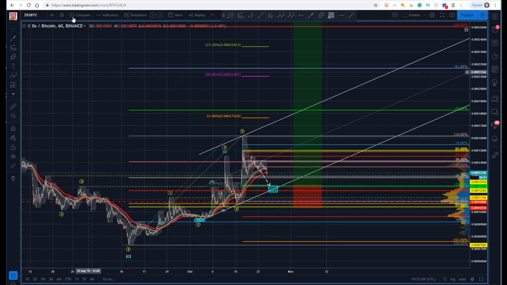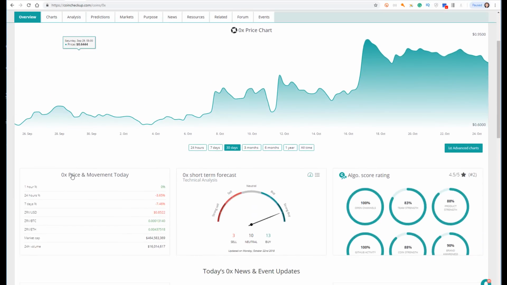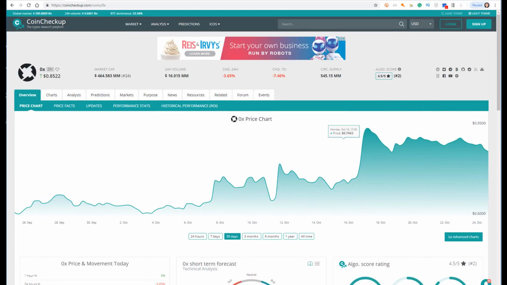All right, so it was interesting. We looked at this yesterday. So again, I'll refer you over to Coin Checkup here. The reason we were looking at this yesterday in the training, I was just trying to randomly pick some coins in crypto so we could work through our training, and I picked 0X simply because it was number 2.